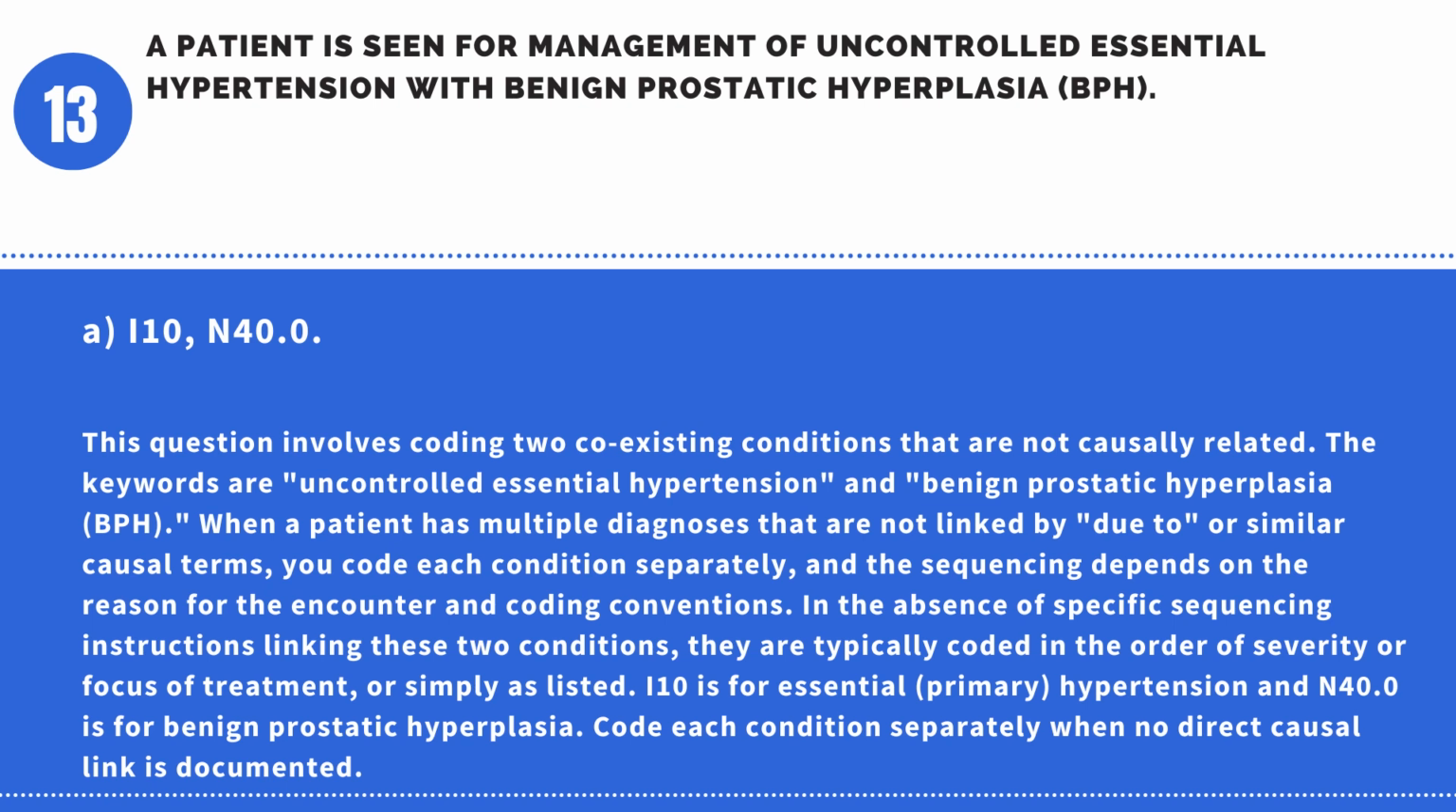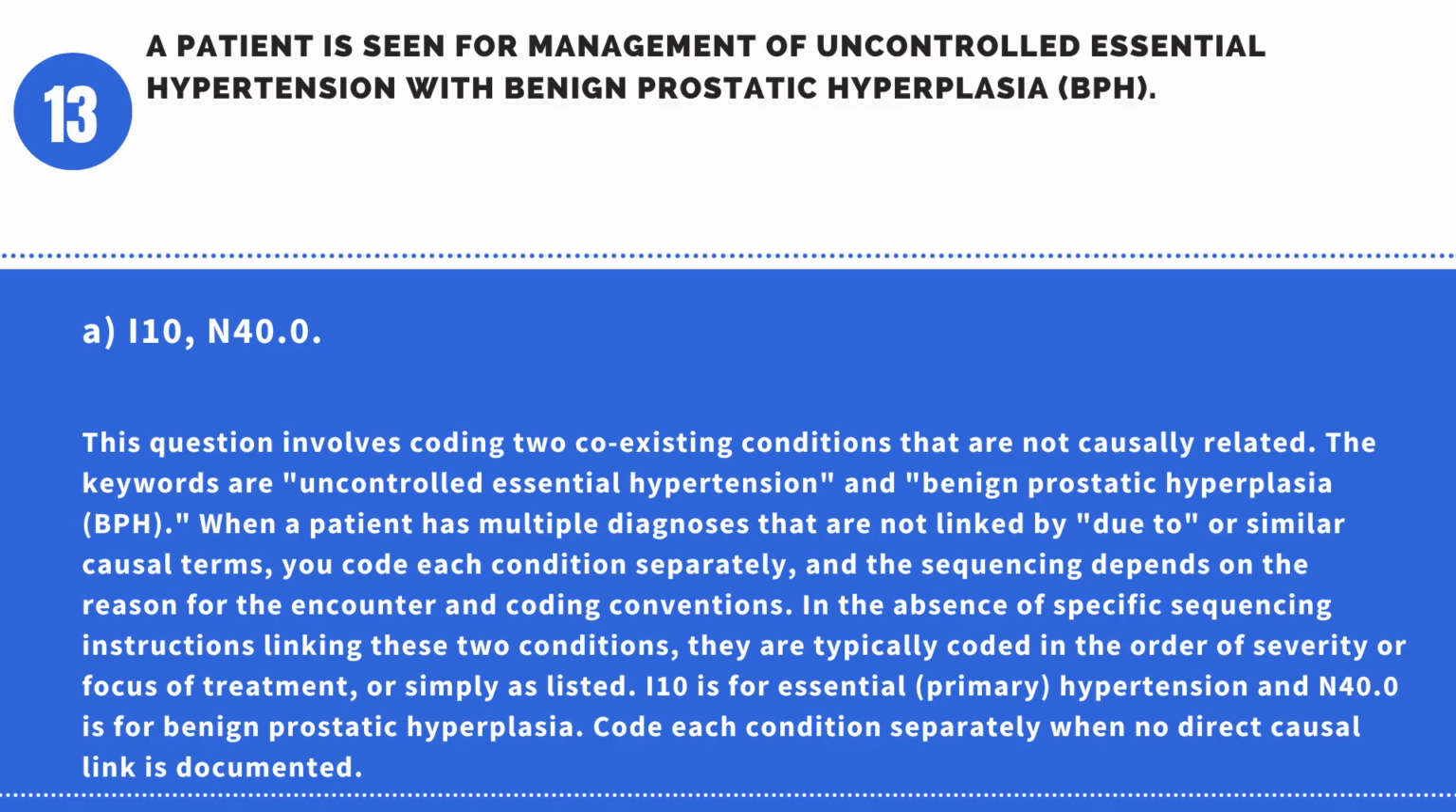Answer, A. I10, N40.0. This question involves coding two coexisting conditions that are not causally related. The keywords are uncontrolled essential hypertension and benign prostatic hyperplasia, BPH. When a patient has multiple diagnoses that are not linked by "due to" or similar causal terms, you code each condition separately, and the sequencing depends on the reason for the encounter and coding conventions.